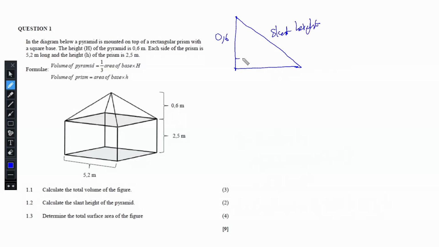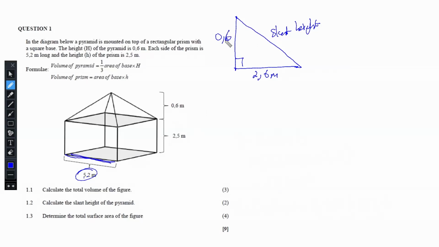But then we know the base of the rectangle must always be half the length of the square base. So if the square base is 5.2, then that means in order to find this one, this would have to be 2.6. Let's see. 5.2 divided by 2. Yes, that's 2.6, right? So always note that. Every time you are looking for the base here of the rectangle, then you must always know that it is half the length of the square base here.